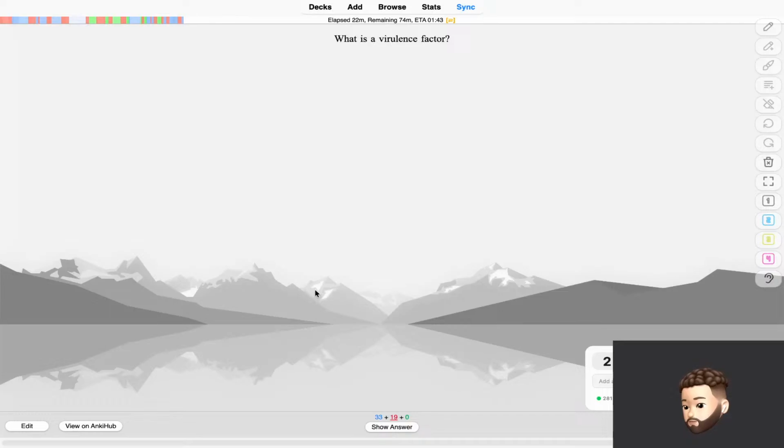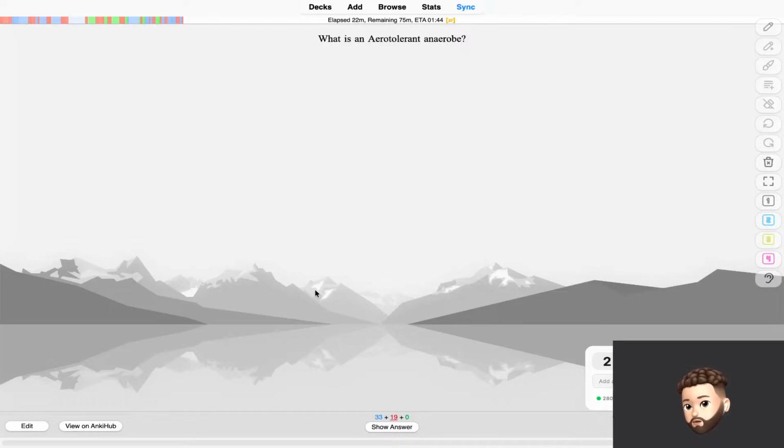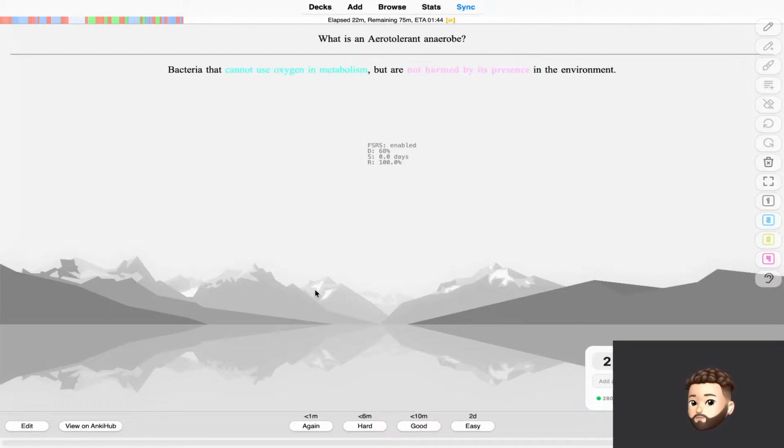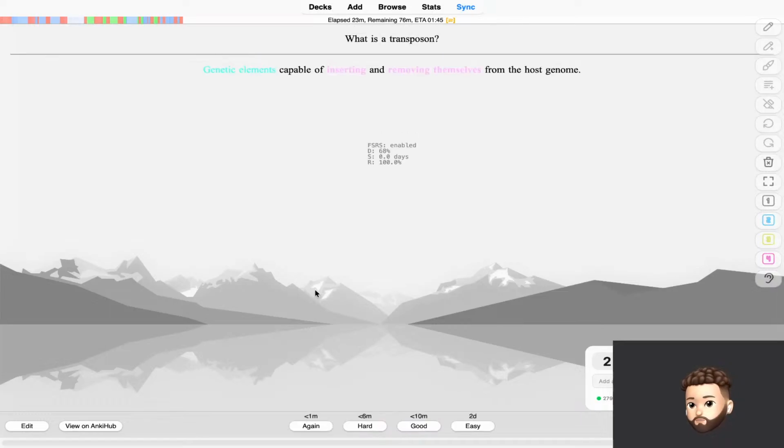What is a virulence factor? Virulence factor is a plasmid that makes bacteria more pathogenic. Okay. What is an aerotolerant anaerobe? An anaerobe that doesn't need oxygen to survive. It doesn't use oxygen in its metabolism, but it can survive with oxygen in the environment. What is a transposon? It is genetic elements that can insert or remove themselves from the genome.